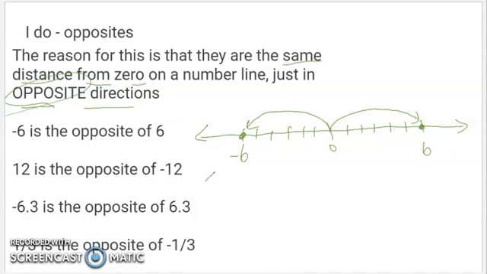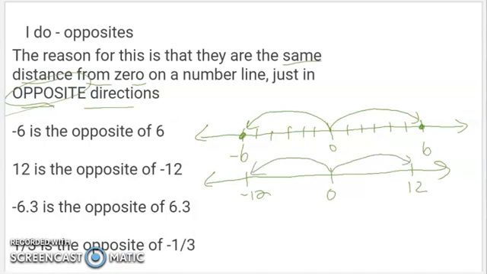Same, 12 is the opposite of negative 12. Sometimes I don't draw all my ticks on there. I'm just going to say, okay, 12 is going to be way over here. And the same distance the other way, I would get to negative 12. It's the same distance, but in the opposite direction. So 12 and negative 12 are opposites. Decimals are just fine. They can be too.